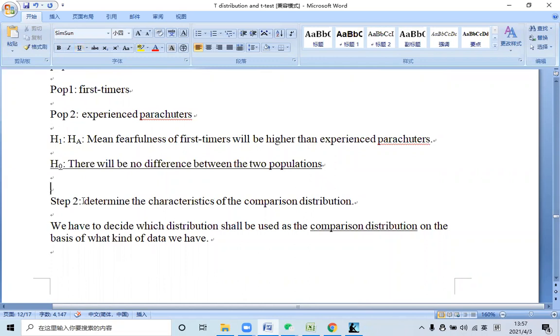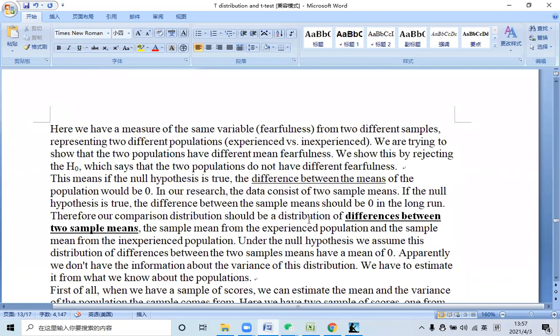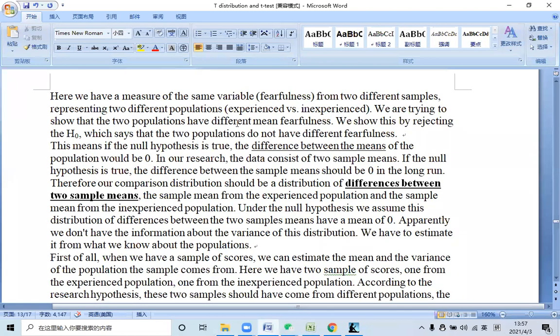And then step two, the comparison distribution. What is a comparison distribution you are using? This is one that gave you the proportion, the probability. And in this case, you are using the t-distribution.